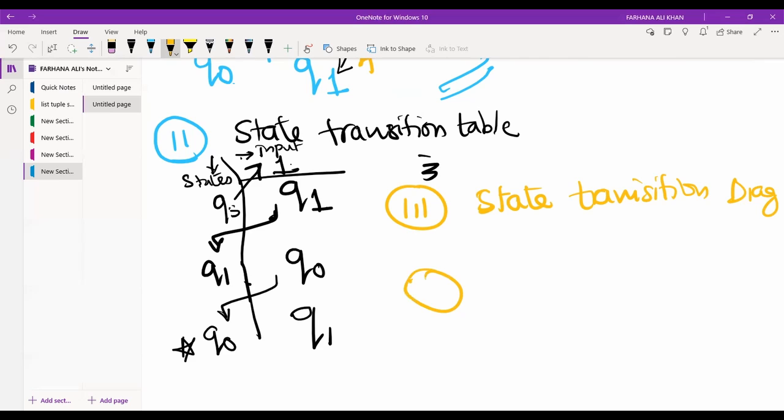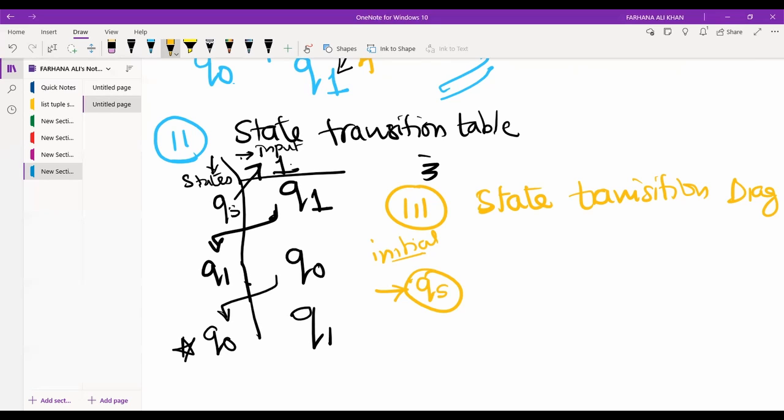In the state transition diagram, the first thing is that I'm going to write the first state, which is the starting state. First, we have to draw a circle. Within the circle, we are going to write the state name. As this is the initial state, it has to be different from all the other states. The starting state is always indicated by a small arrow showing that this is the initial state.